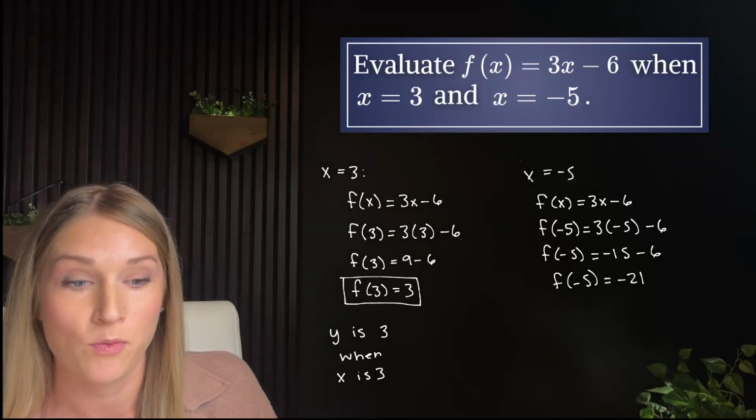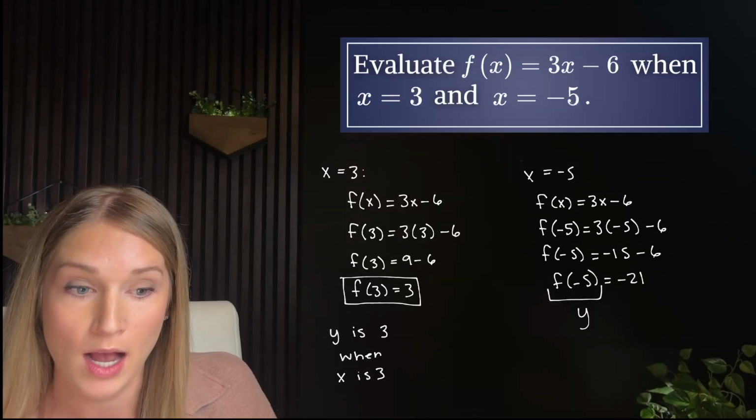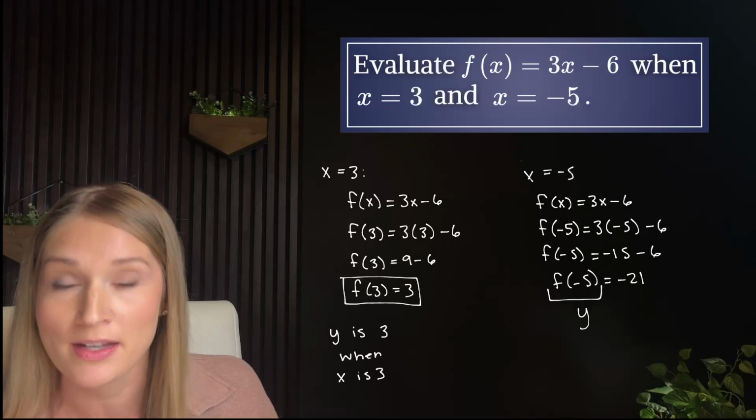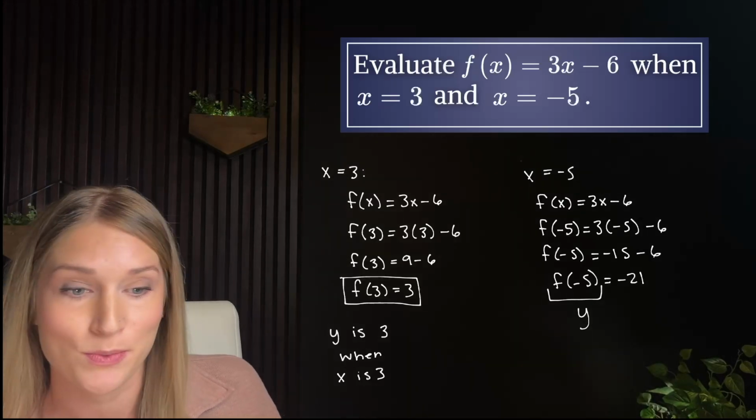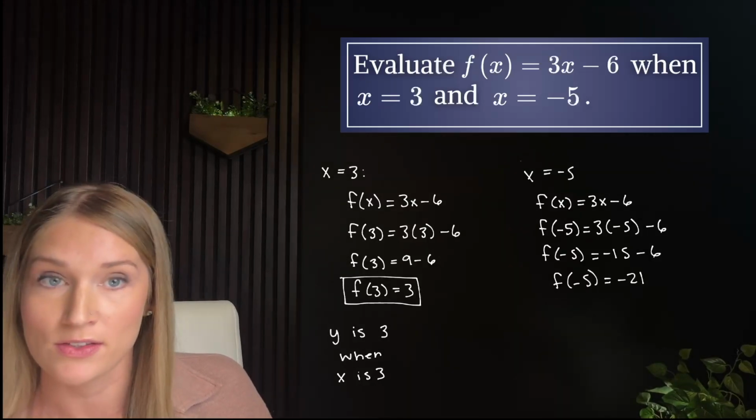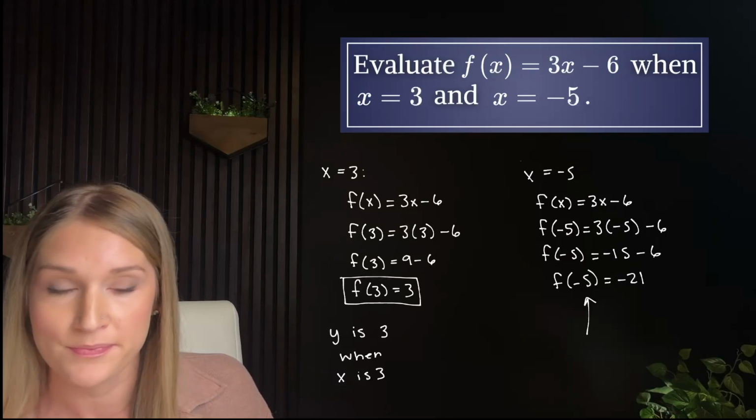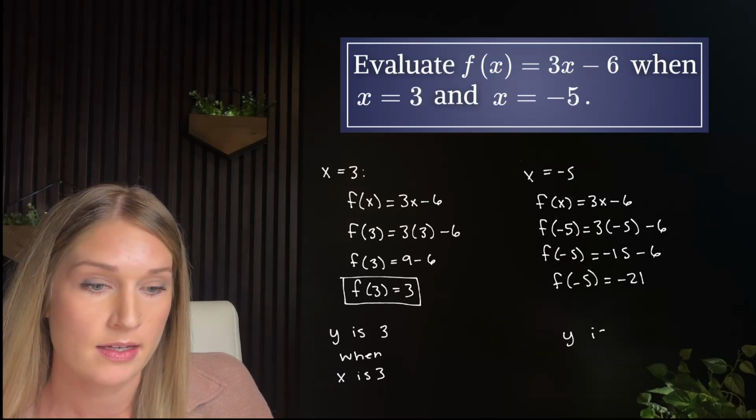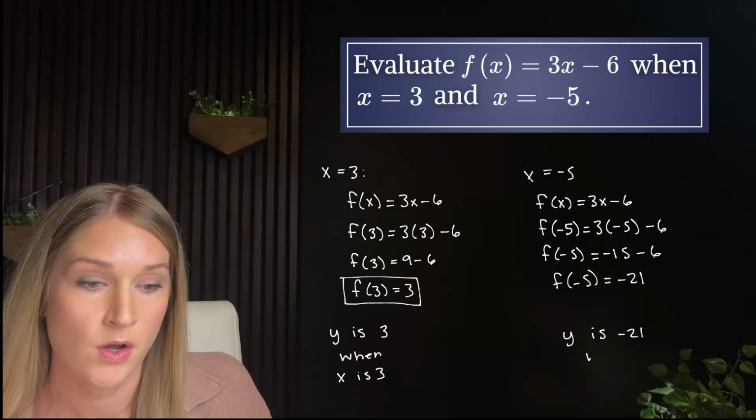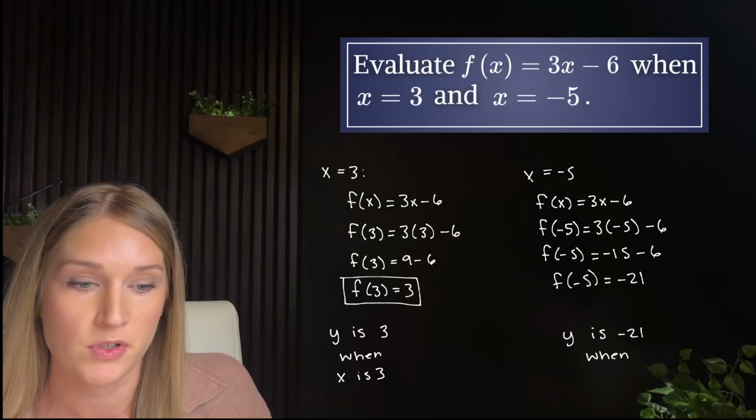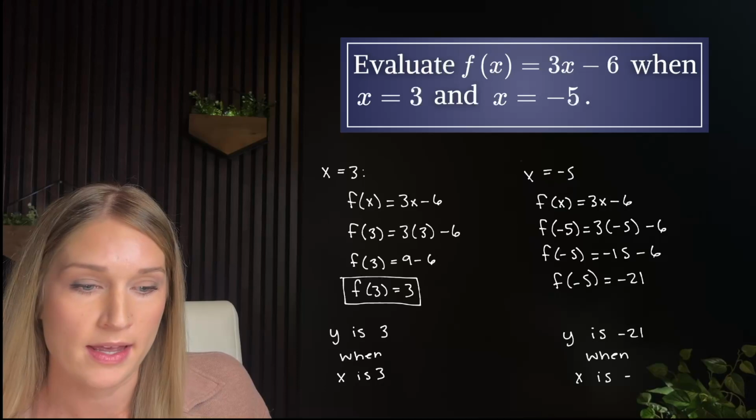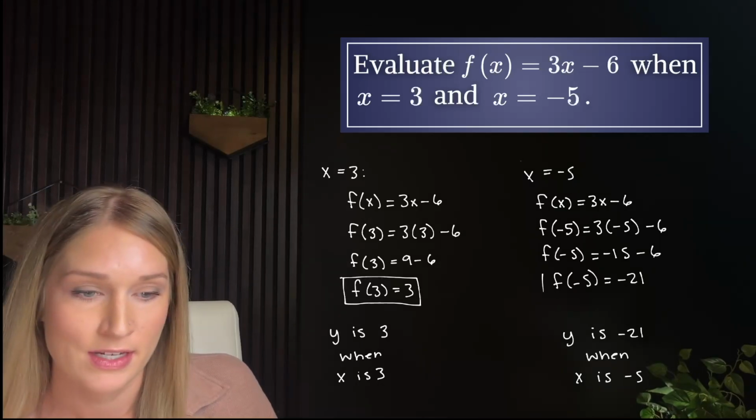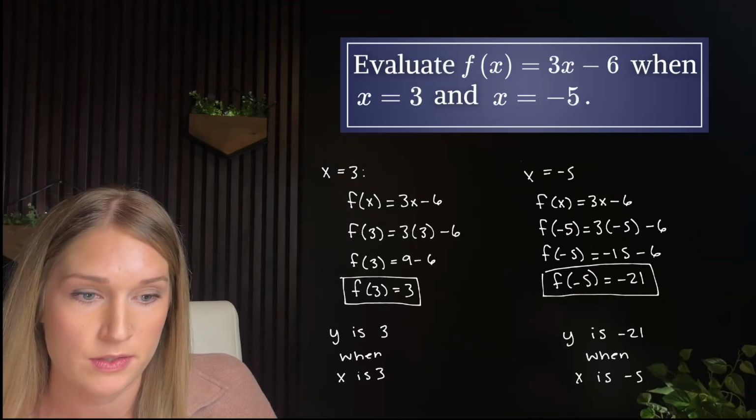So I have my y value. Remember, this is all y equals negative 21, but I also remind you what x value we used to get there. The x value is negative 5. So all of this tells us that y is negative 21 when I use that input of negative 5, or when x is negative 5. That is all from this one line.